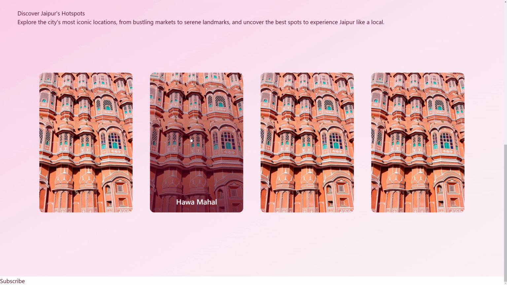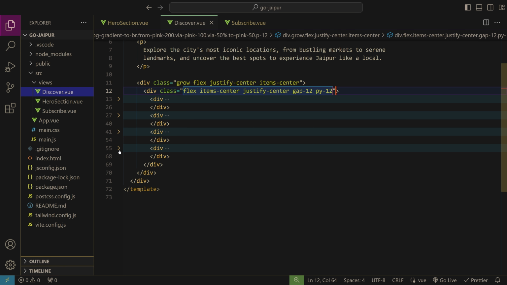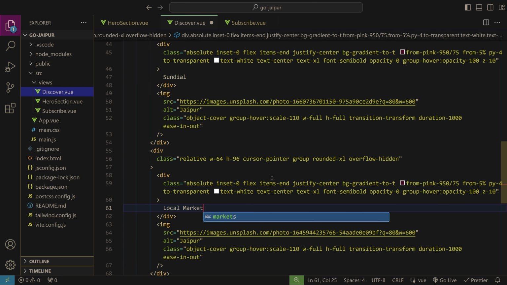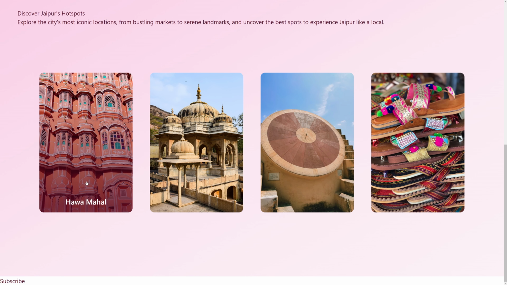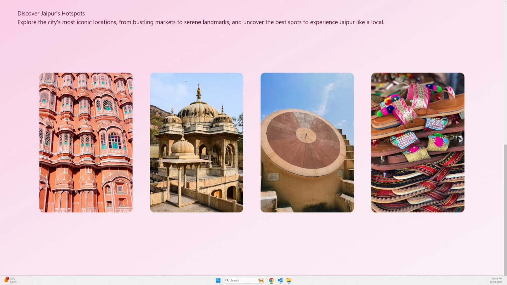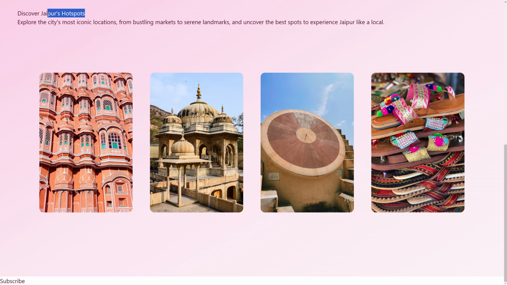Now let me change the images and the text here. Oh, and I almost forgot that we didn't style this. Okay, I'll change the images and come back to this. I'll expand all these. Okay, I'm done changing the names and the links. Let's see how it looks. Yes, so we have the famous Hawa Mahal, then Amber Palace. It's an ancient sundial, and we have some local market it's famous for. Now let's design this heading.